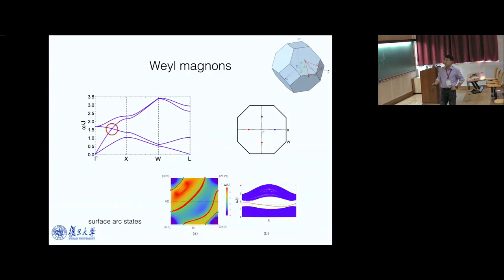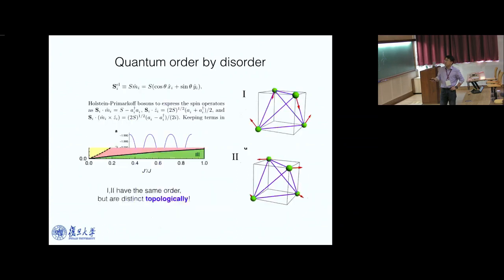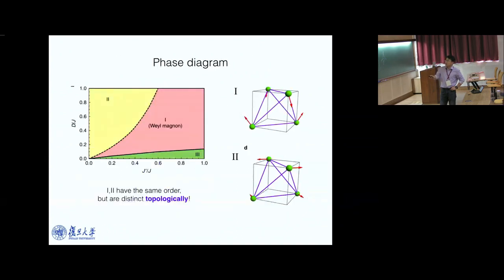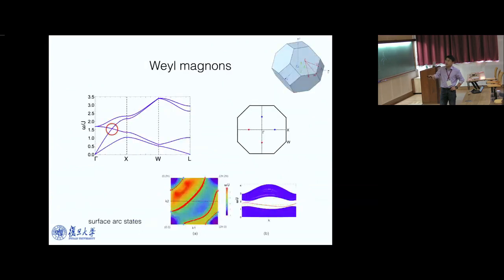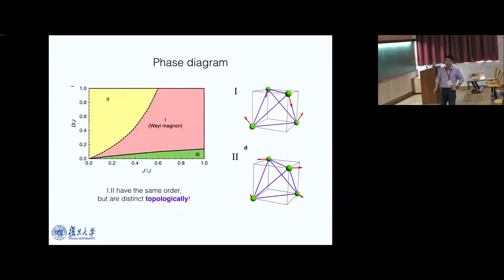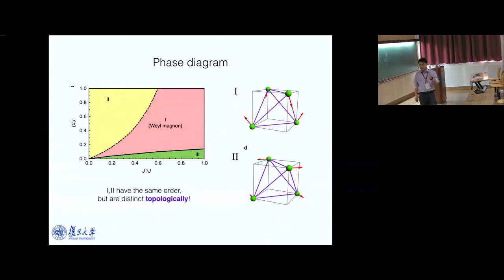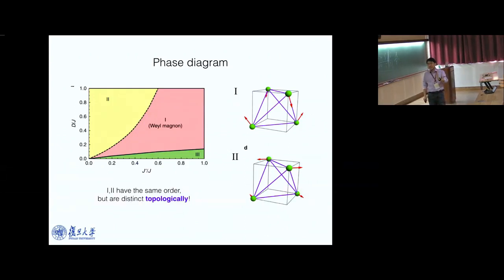Oh yeah, so this is the magnetic order for region 1 and 2. This is 3. There is a typo in the plot. Region 1 has this non-trivial band touching, but region 2 does not. They are distinct topologically in the spectrum, but they are the same state. They are in the same phase.